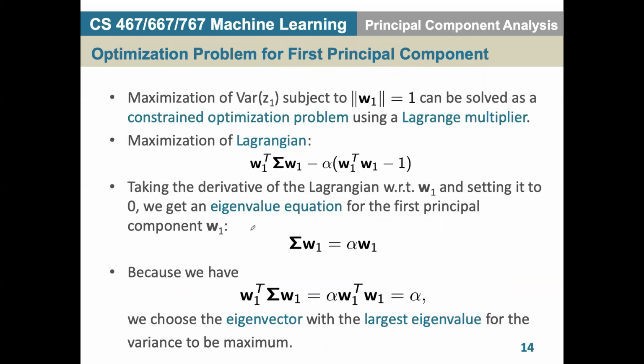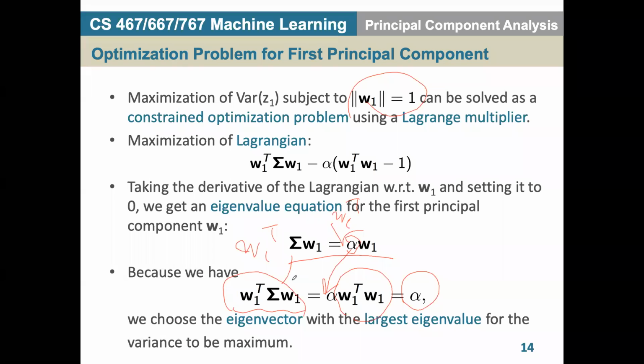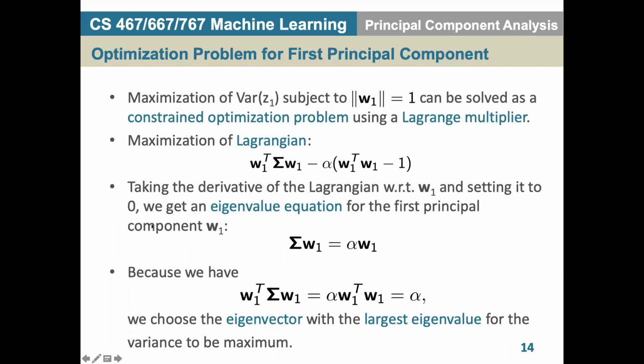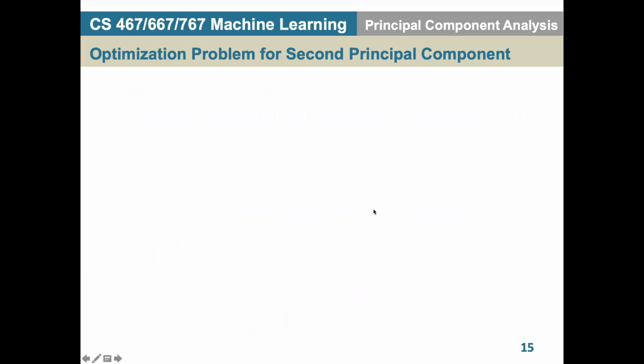Because we have this, what we can easily do is multiply by W1 transpose on both sides. So this gives you this. But alpha is a constant, a scalar, so you can move it out, and this we know is 1, because of this constraint. So this is alpha. What does this mean? This means that this item is exactly our variance, our mapped variance. So our mapped variance is exactly alpha. Alpha is what we want to maximize.